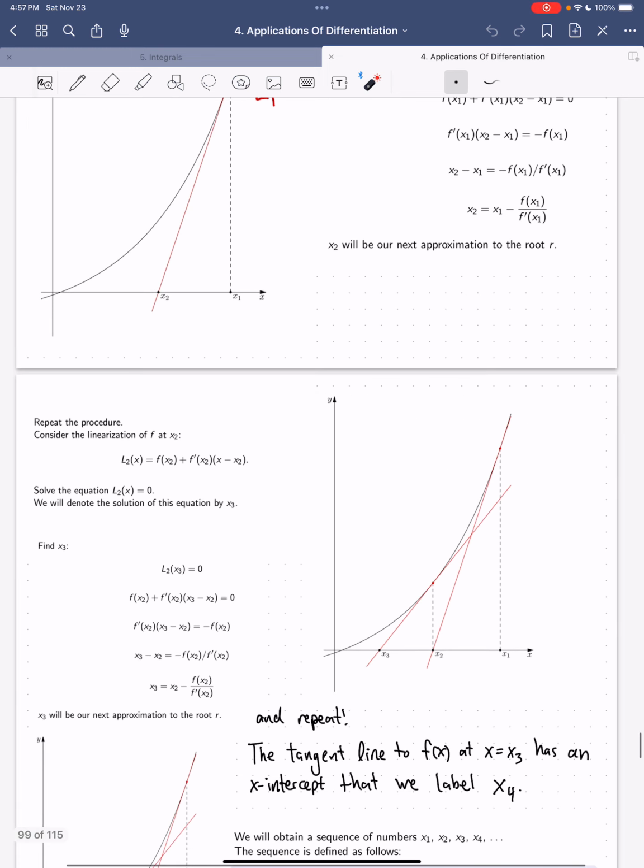So what we'll do is we'll look now at the tangent line to the function at that x value, and then look at the x-intercept of that tangent line. So here we're calling that x3. And so that's essentially our third guess of the root. And these guesses are getting us closer and closer to the actual one. And we can just repeat this process, finding an x4, x5, x6, until we get something that's close enough.